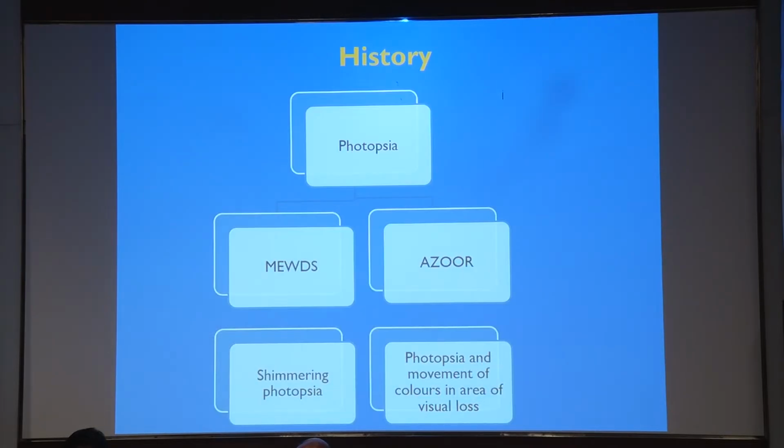Coming to the history, different white dot syndromes have a history of photopsias, and they have a classical history. In MEWDS, they will say they see shimmering photopsias, and in AZOOR they will say a light-like photopsia is coming and it is moving in an area where there is vision loss. That type of photopsia can tell you which condition it can be.